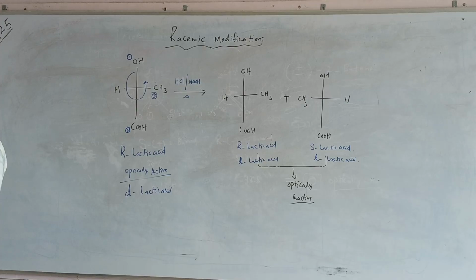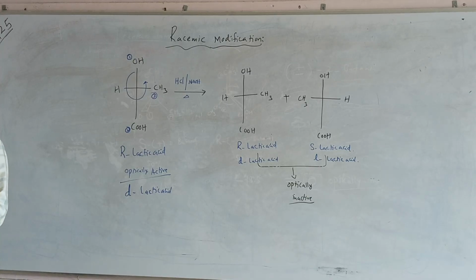What is meant by racemic mixture? Two enantiomers present in equal ratio or equal amount, present in the same mixture. The type of mixture we call the racemic mixture. One is R, another one is S. One is 50%, another also 50%.